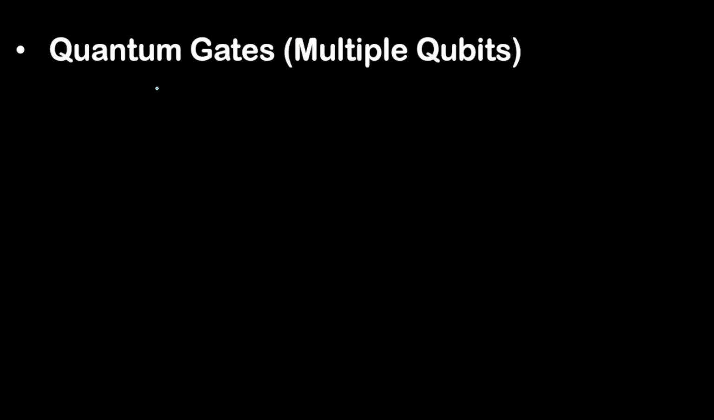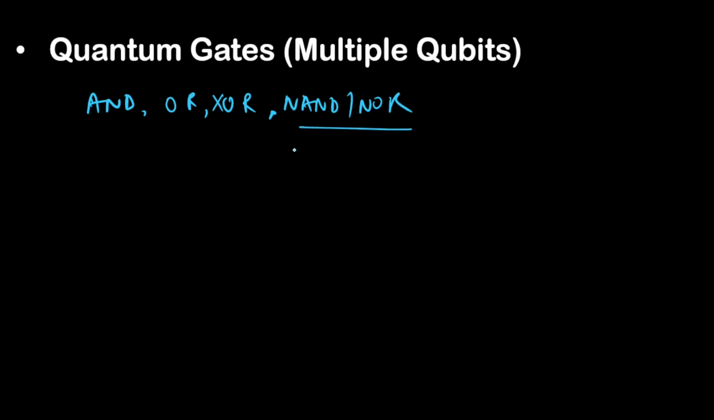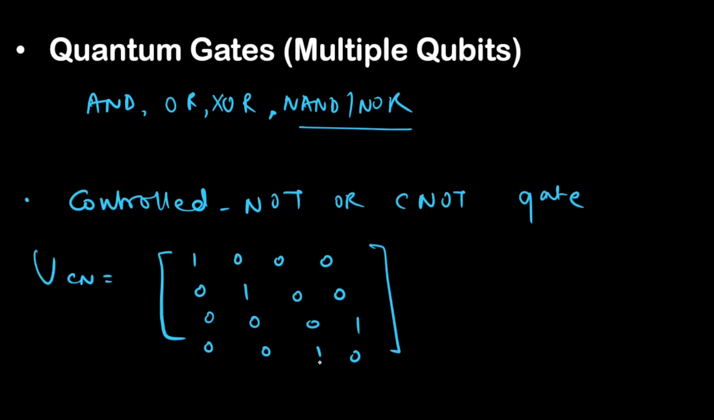Now let's see quantum gates for multiple qubits. We have classical multiple bit gates like AND, OR, XOR, NAND and NOR gates, out of which NAND and NOR gates are considered as universal gates. That is, any function on bits can be computed from the composition of these gates alone. The prototypical multiple qubit quantum logic gate is the controlled NOT gate or CNOT gate. It is given by a U_CN unitary matrix.